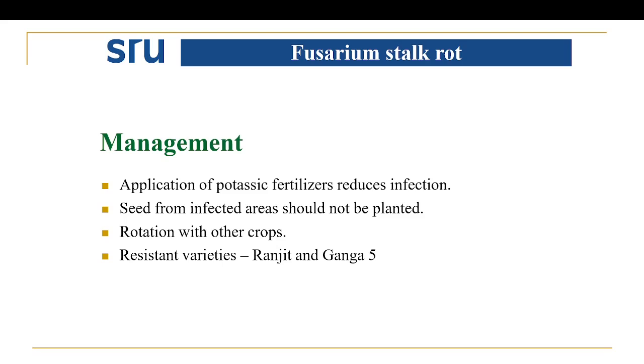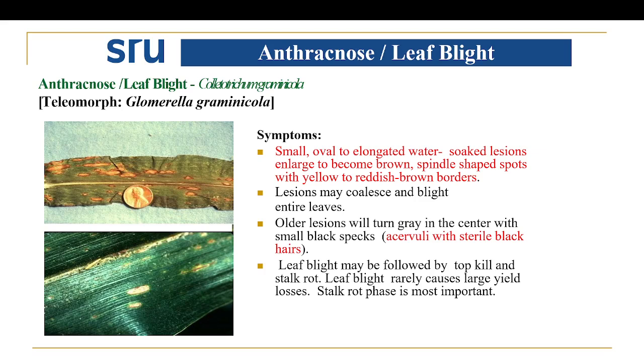Coming to management, application of potassic fertilizer reduces the infection. Seeds from infected areas should not be planted. We can follow rotation with other crops, like other cereal crops. Resistant varieties like Ranjit and Ganga are recommended for cultivation.